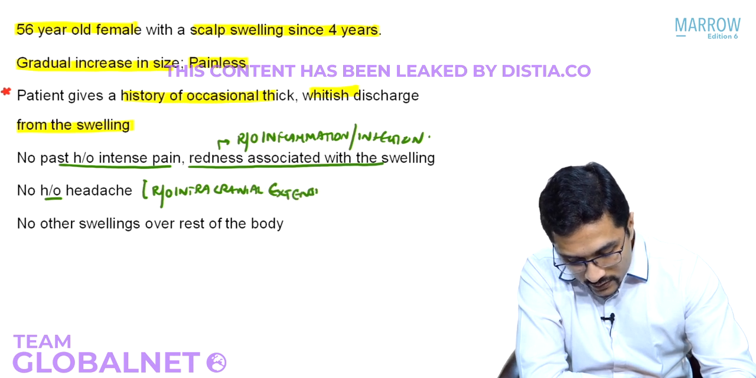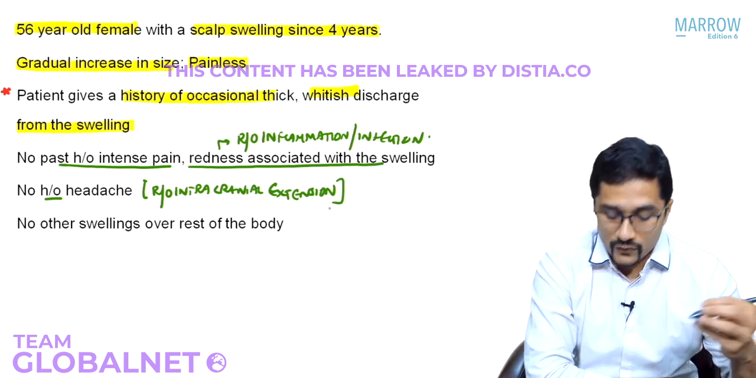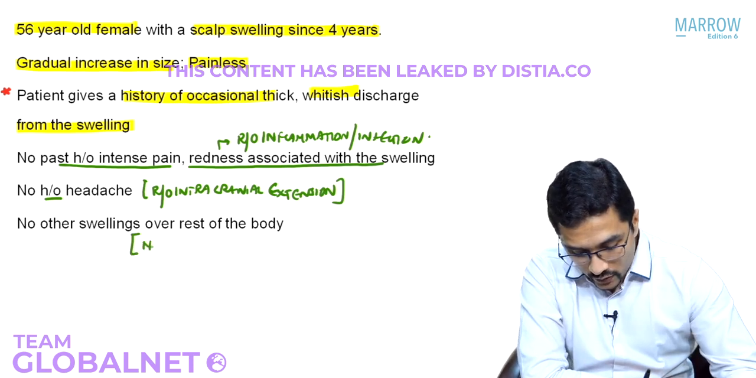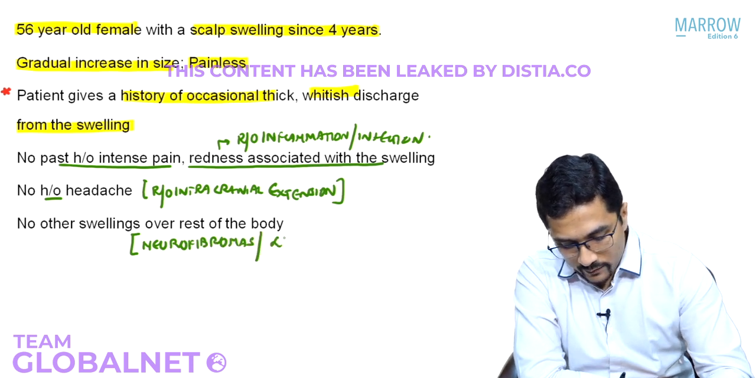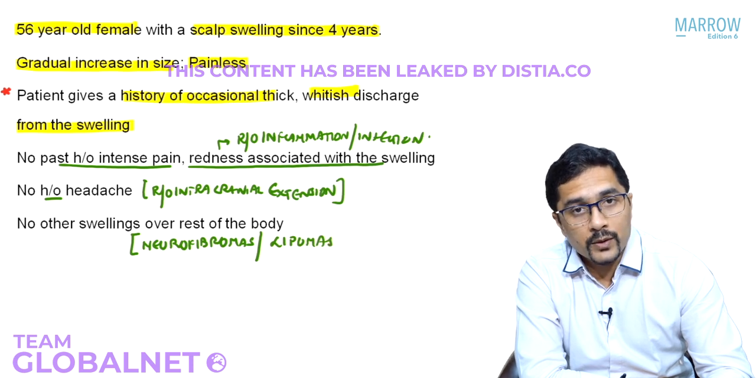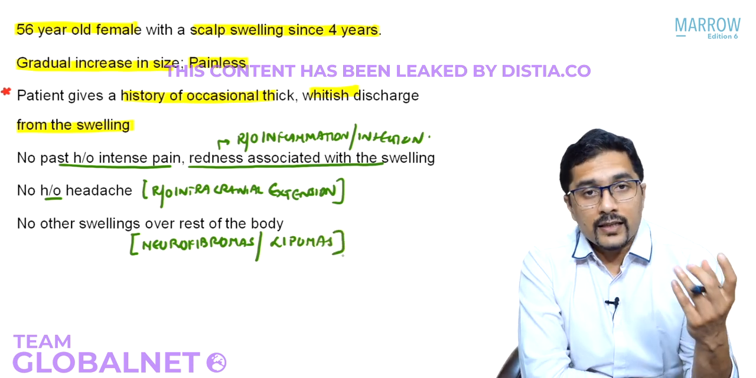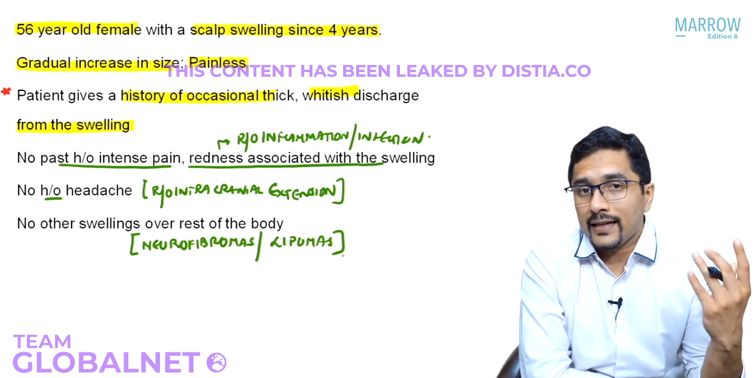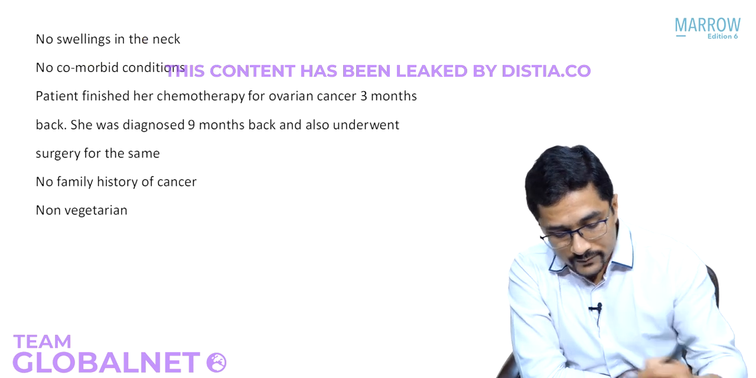There are no other swellings over the rest of the body. Why is that important for us? Because in neurofibromatosis, you can have multiple neurofibromas or there can be multiple lipomas all over the body. That is known as Dercum's disease. So again, there is a single swelling, no other swelling over the rest of the body. So these are all negative history points.